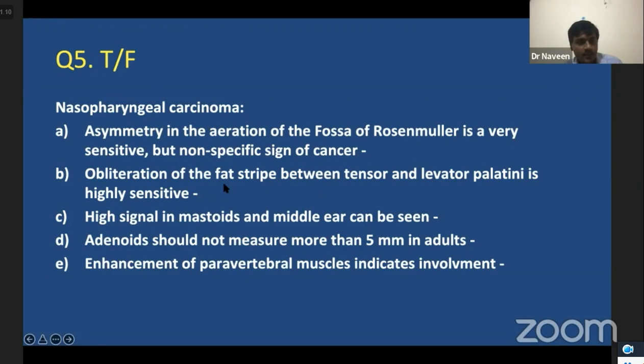Then the second one is again true. Obliteration of the fat stripe is also a highly sensitive sign. Third, it is also true. High signal in mastoid and middle ear can be seen secondary to the obstruction of the eustachian tube.